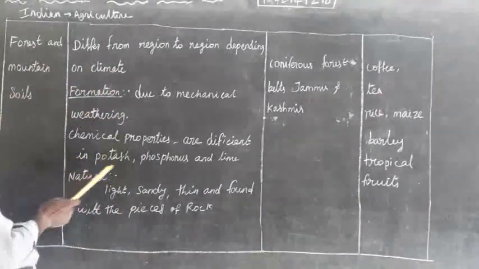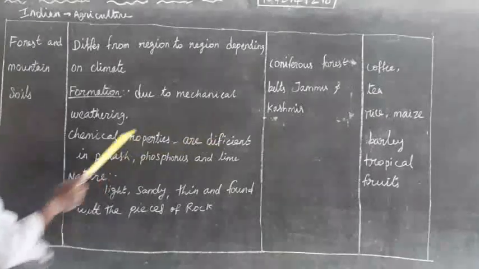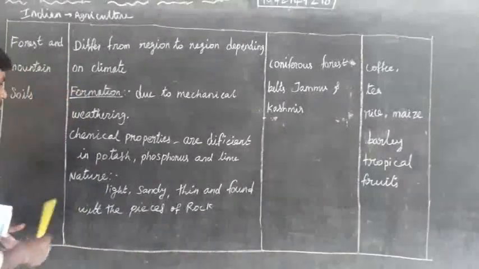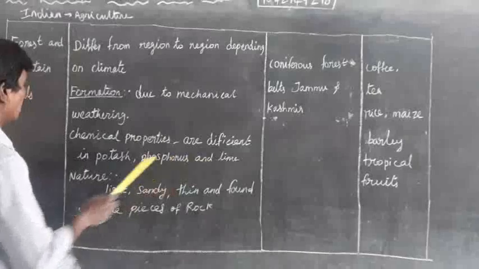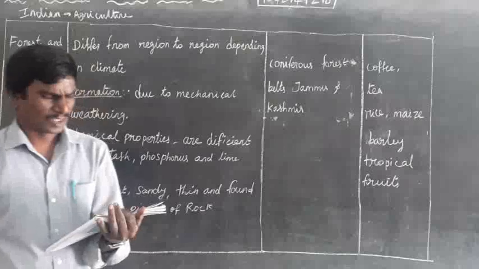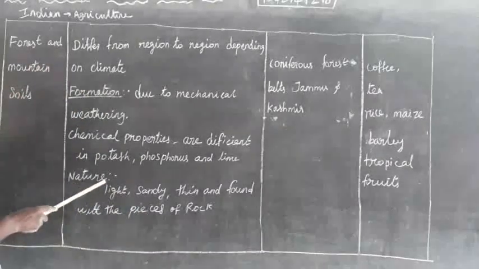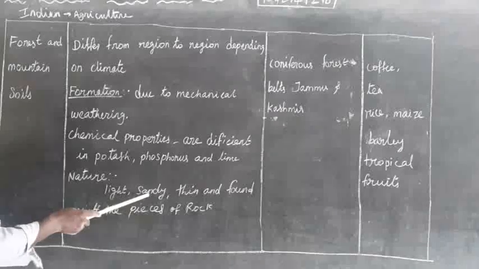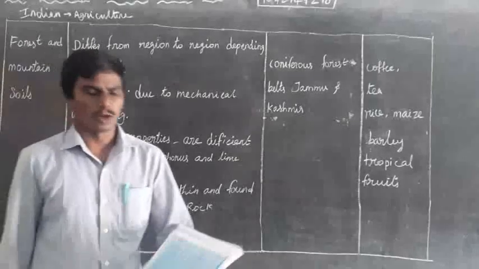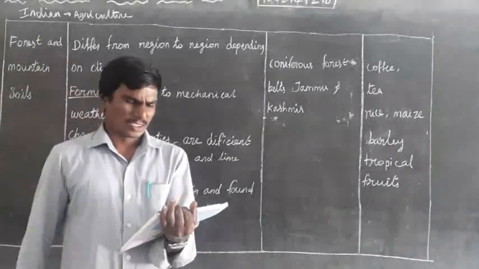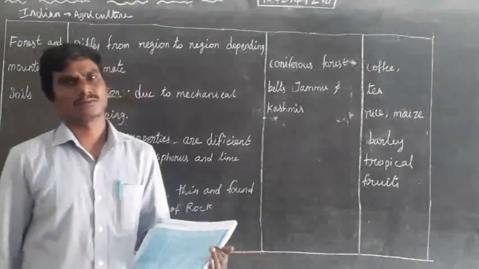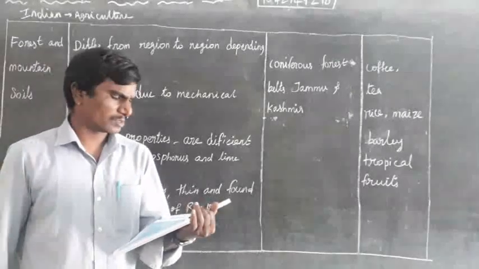The chemical properties: it is deficient in potash. Deficient means low levels of potash, phosphorus and lime. In nature it is light, sandy and thin, and the character changes with the parent rock.